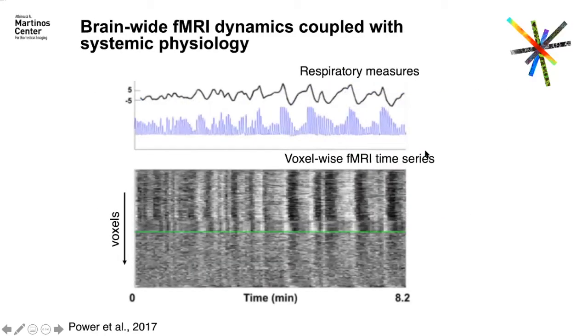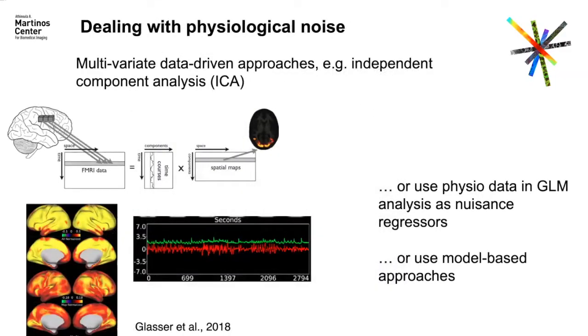Here is an example about how the respiratory variations can be very clearly seen in the voxel-wise fMRI time series. So how can we deal with this kind of physiological noise? There are several approaches.